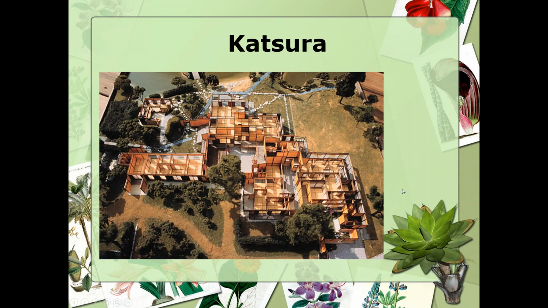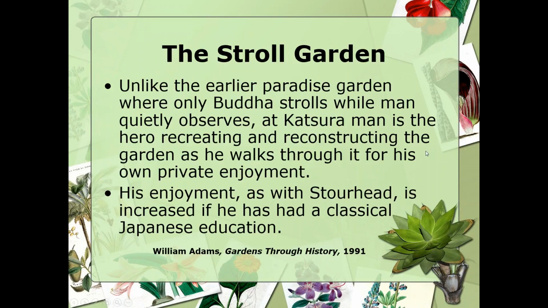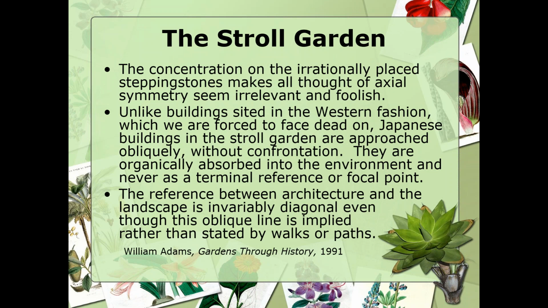And here's a beautiful bird's eye view of the Katsura. And I love the simplicity of the interior architecture as well. Just basic geometric shapes. They had stroll gardens, which, unlike earlier Paradise Gardens, were only Buddhist strolls while man quietly observes. At Katsura, man is the hero, recreating and reconstructing the garden as he walks through it for his own private enjoyment. His enjoyment, as with the Shuhead, is increased as if he has had a classical Japanese education. So it's more about the experience.